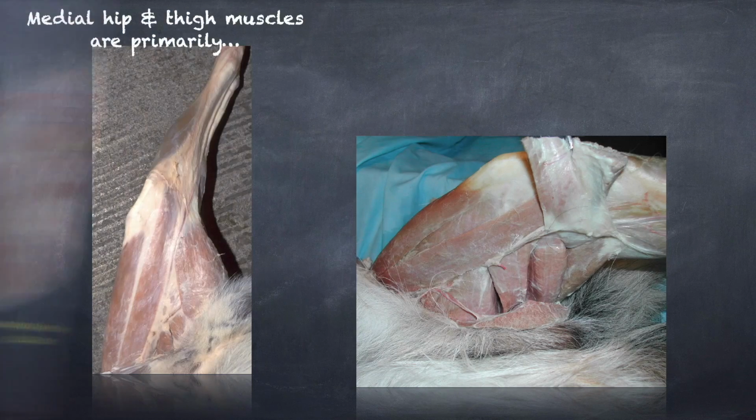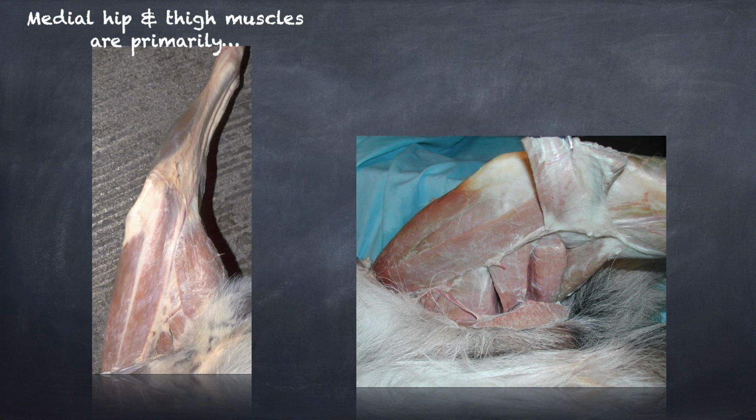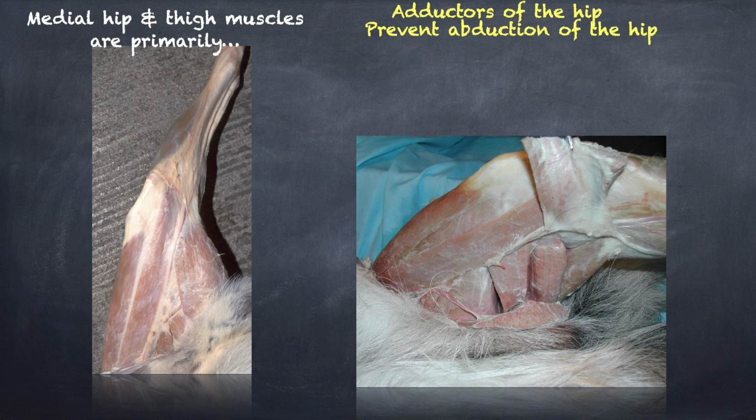We move on to the medial hip and thigh muscles. These are primarily adductors of the hip, or you could say they prevent abduction. It's kind of the same thing. I guess it's whether you're aggressive or passive. Okay, so this muscle here is the gracilis muscle. This one here is the adductor muscle. This little peck of a muscle here is the pectineus muscle.